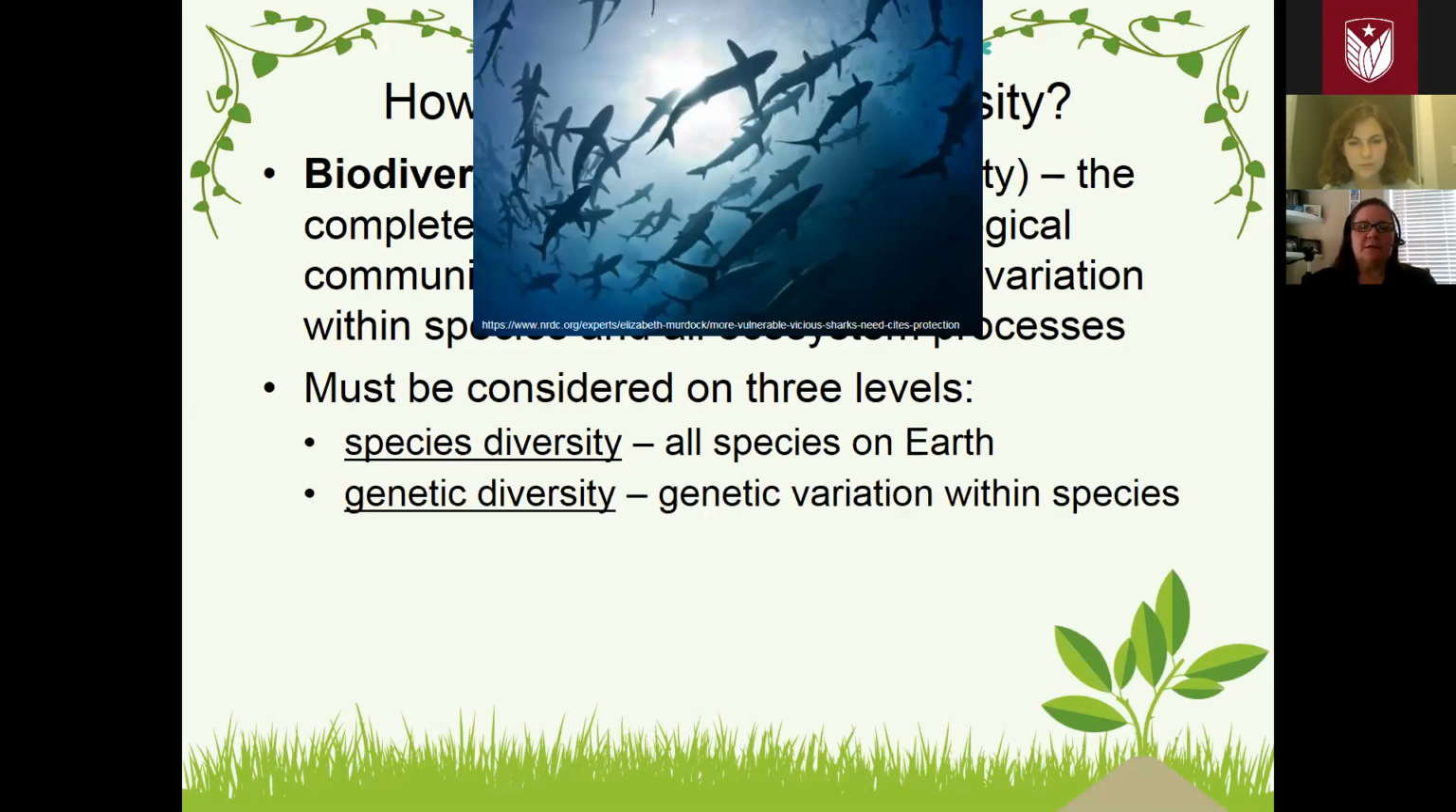The next level of biodiversity is genetic diversity, and that is their DNA, which is the blueprint in their nucleus, in their cells, that is different between individuals within a species. So just like humans are all the same species, but we have different genetic makeups, so do all other animals and all other life forms.